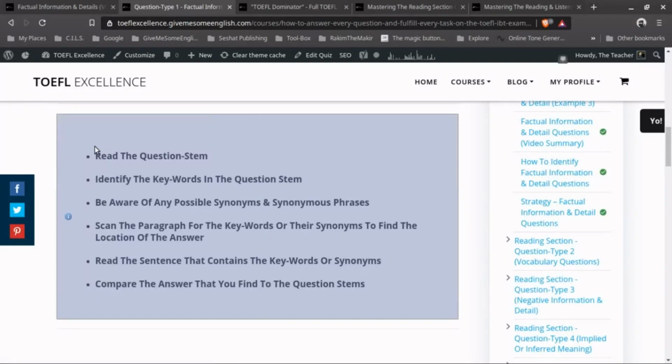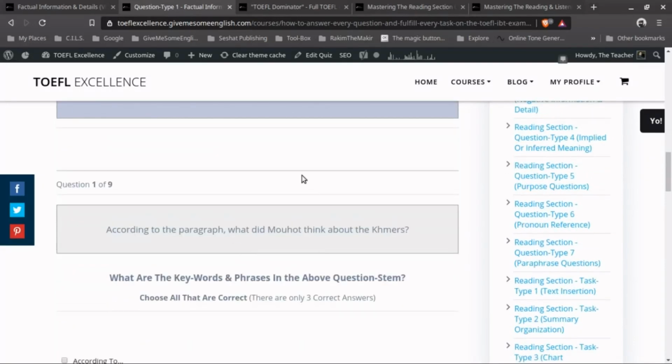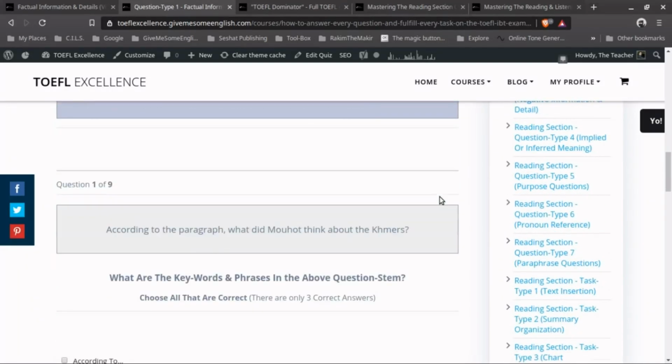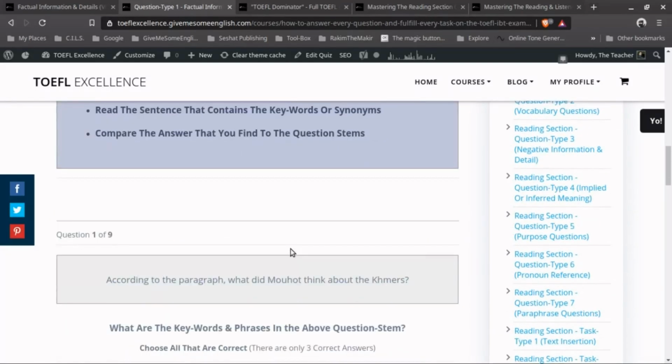So up at the top of the page, you have your different strategy steps. Obviously, you have to read the question stem. Now, question stem is a term that we're going to be using throughout this course. That means the actual question of the question type. According to the paragraph, what did Muhat think about the Khmers? That's the question stem. That's just an industry term. I don't know why they say stem, but whatever.